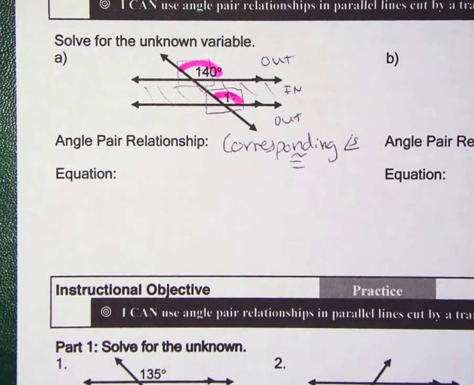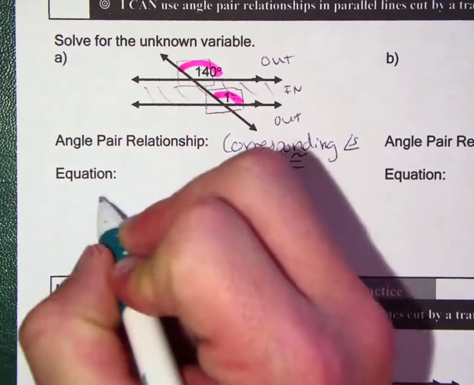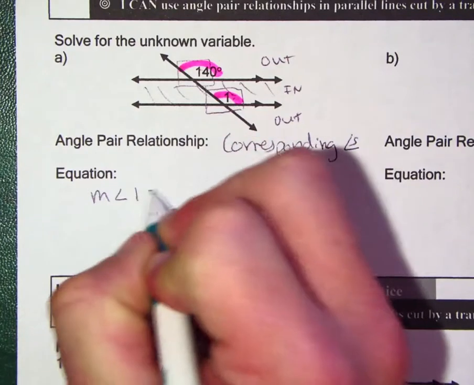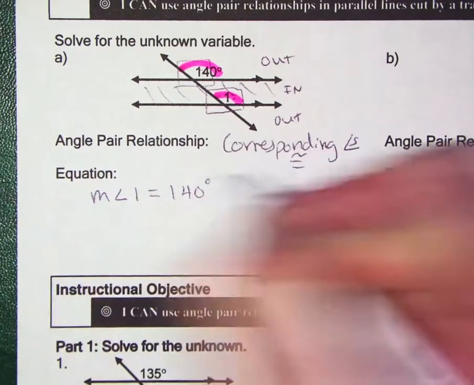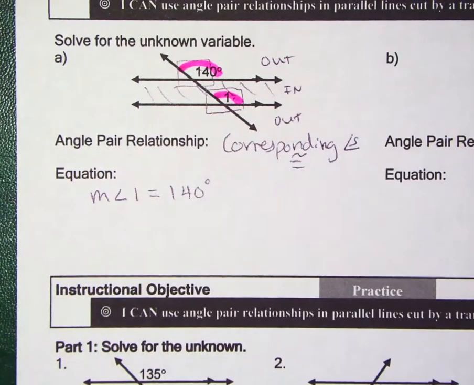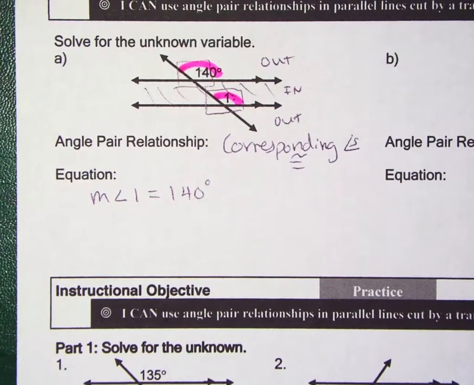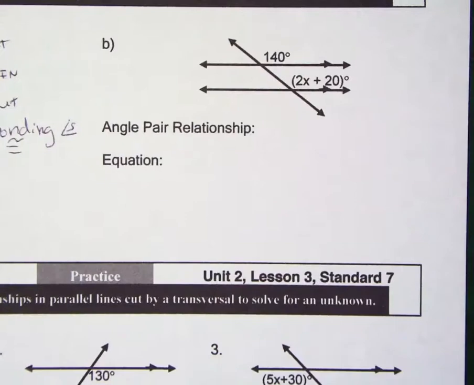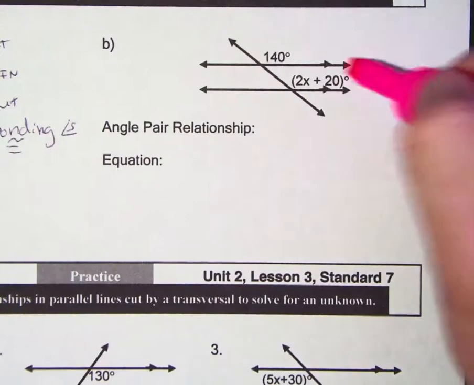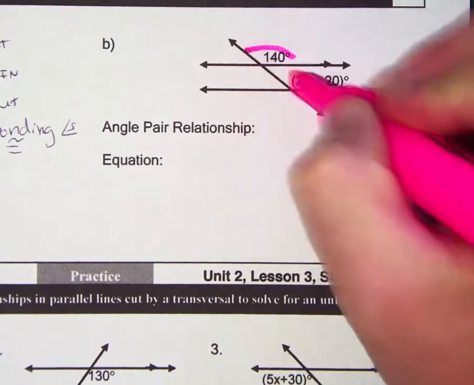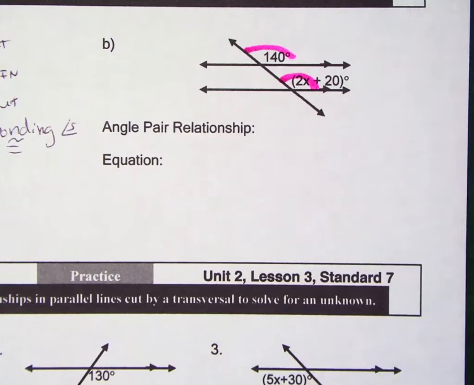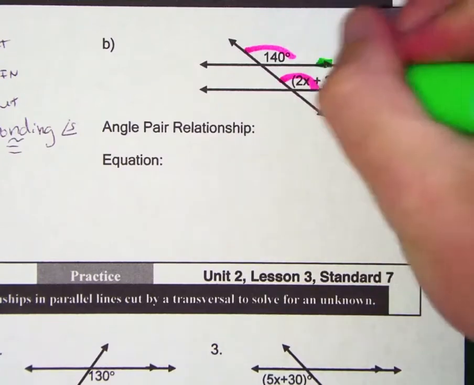So that's the relationship. So what's the equation that would go with that? Well, the measure of angle 1 is equal to 140 degrees. No problem. Done. That was yesterday. Let's do the same thing, but let's make it a little more challenging with algebra. First thing to do, you see that the lines are parallel. Look at the angles that are in play that we're working with. Okay, really want to emphasize this only works if the lines are parallel.